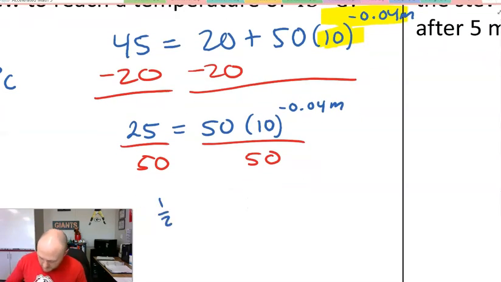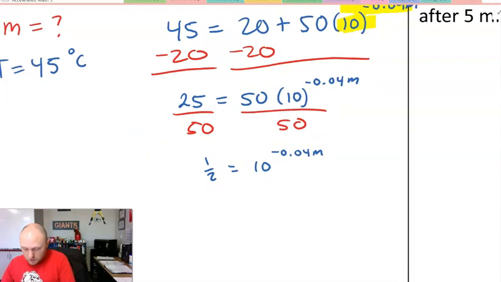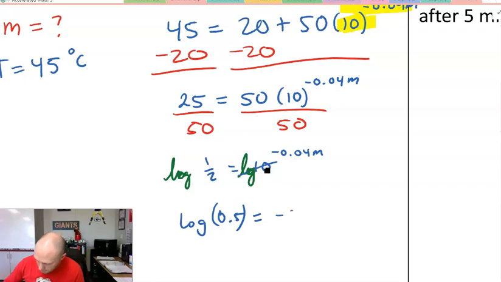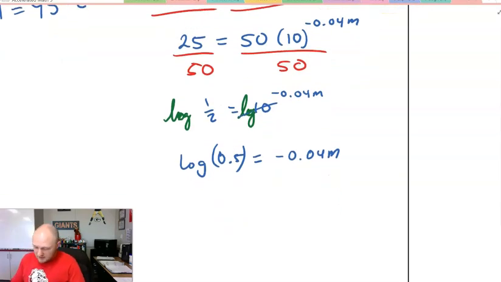And we get 1/2 is equal to 10 to the power of negative 0.04 m. Here's where I want to use a specific logarithm. I have base 10, so you better use common log. The reason is that I have log base 10 here, so those cancel out, just like in our prior knowledge where we took the natural log of e. Okay, and I'm left with log of 1/2 is equal to negative 0.04 m.